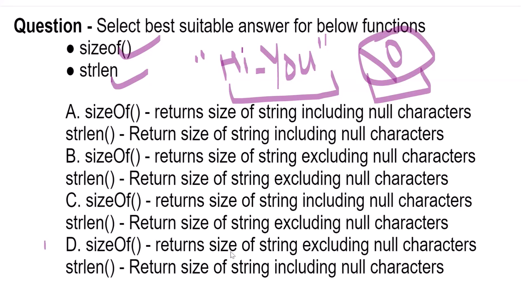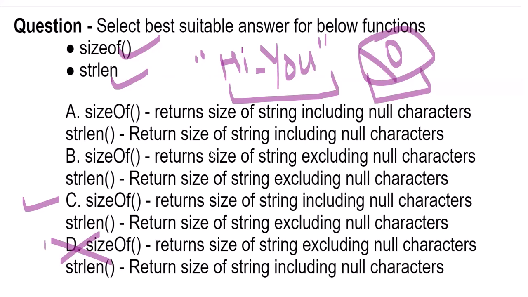This is right. No, this is wrong, because sizeof includes null characters. So wrong. Now this: sizeof returns the size of the string including null characters, again wrong. No, no, no. This is right because sizeof, right. So sizeof returns the size of the string including null characters, true. strlen returns the size of the string excluding null characters, yeah. So this one seems right, but we will go through the other options also, because we will check which is most closely related to the correct answer.